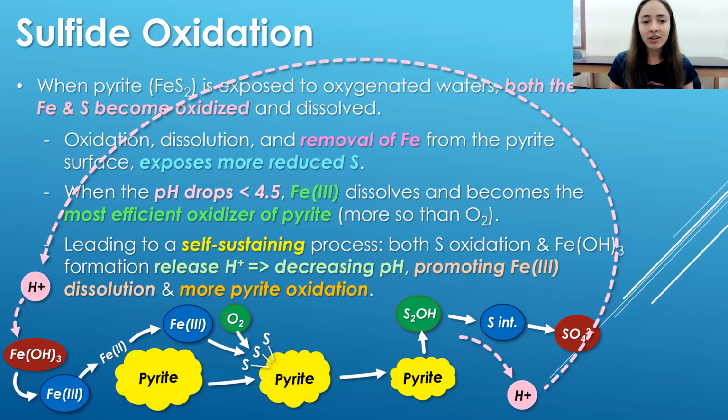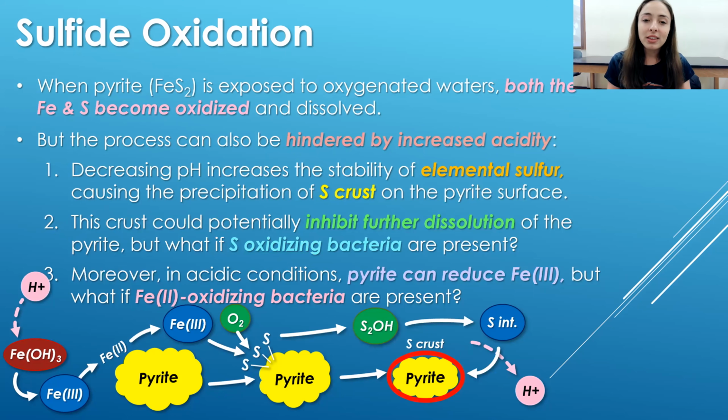So what, if any, are processes that might hinder this process, since it seems like everything's causing this snowball effect? Well, there are a couple things that the increased acidity causes that hinder the continual oxidation and dissolution of the pyrite, and that is decreasing pH increases the stability of elemental sulfur, causing precipitation of this elemental sulfur crust around the pyrite, as shown down here. It's kind of like a protective layer that doesn't allow any further ions to oxidize what's below that elemental sulfur surface.